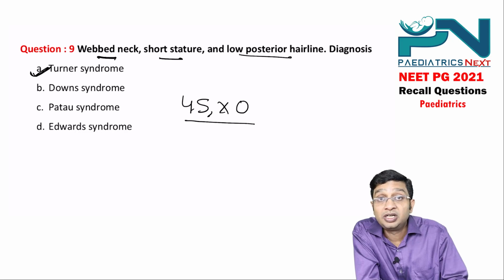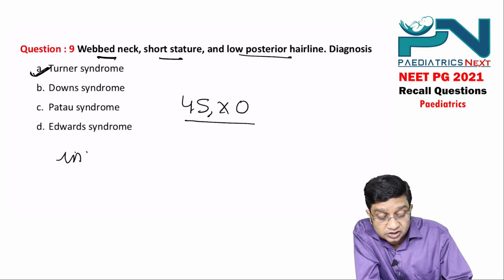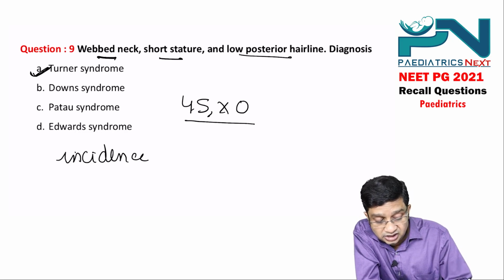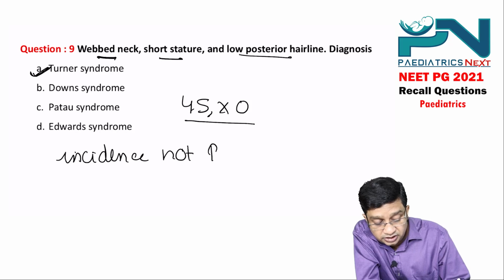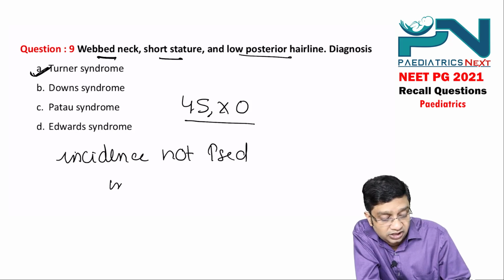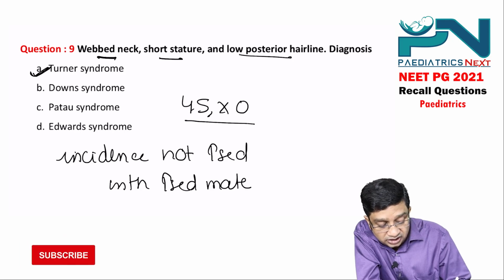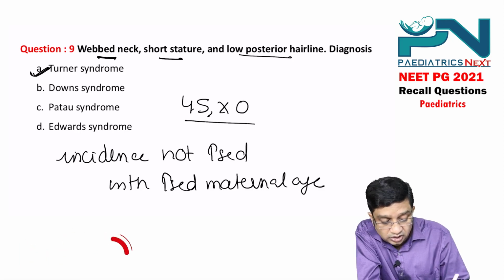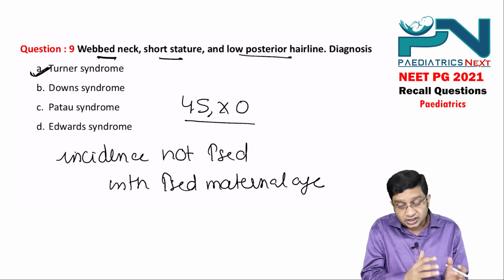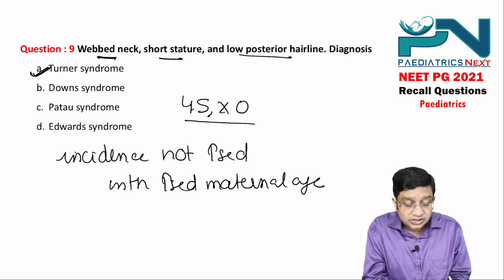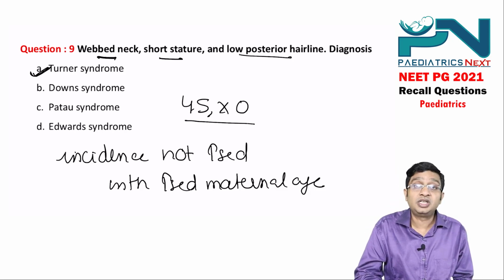And always remember, Turner syndrome incidence is not increased with increased maternal age. In autosomal trisomies, you understand, there is an increased incidence, but here we say the incidence is not increased with increased maternal age. Question number 10.